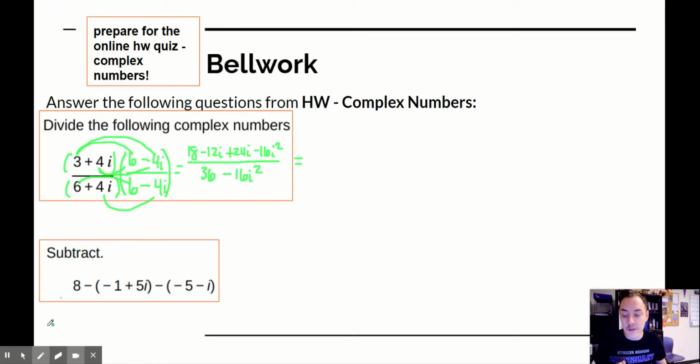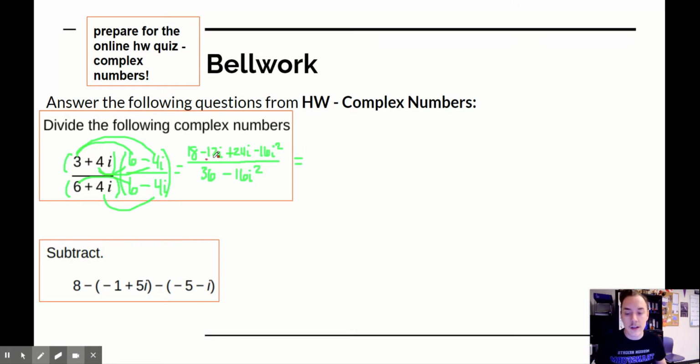Now, first off, never, ever, ever, ever, never just go poofy on these negative 16i squared. If you do that, you're killing my cat. I love my cat. Don't kill my cat, okay? That is a mathematical error in algebra. You cannot do that. You need to simplify the numerator first, and then you need to simplify the denominator.